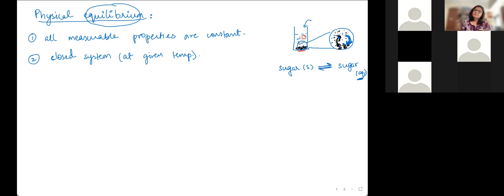More water means more sugar can get dissolved. Then it's no longer at an equilibrium because again the black one will dominate. If I remove some water, then the blue process is going to dominate. So in both the cases, the equilibrium will be disturbed. So if you want physical equilibrium to be there, it needs to be a closed system. You can't change the quantities of anything.